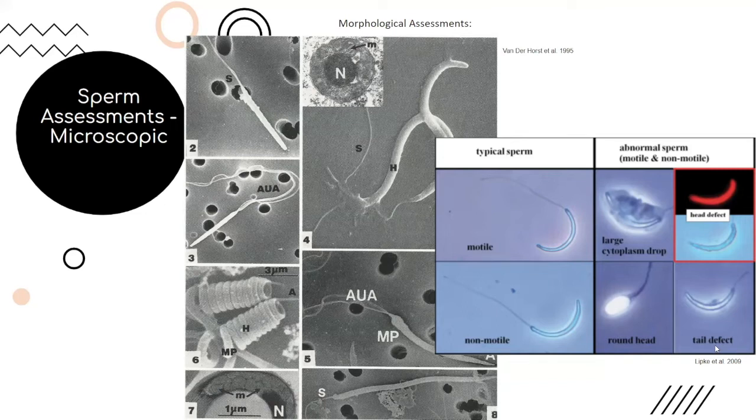And then you get into some of the more advanced assessments where you can start looking at the specific structures or the functionality. And so from here, I'm going to actually let Rose take over, and she's going to talk about some of the more in-depth stains and procedures you can use to look at some of these other characteristics.